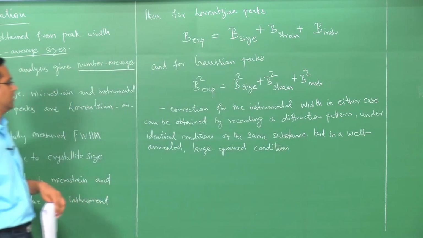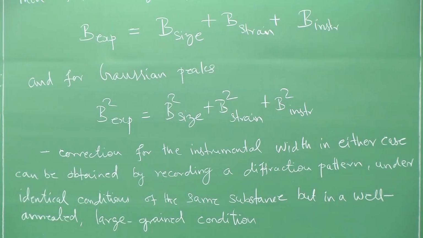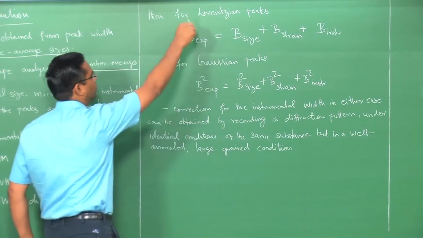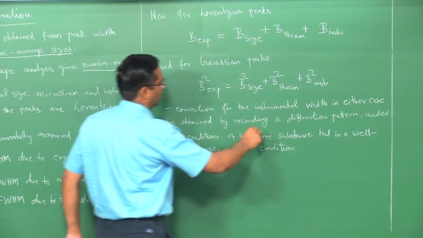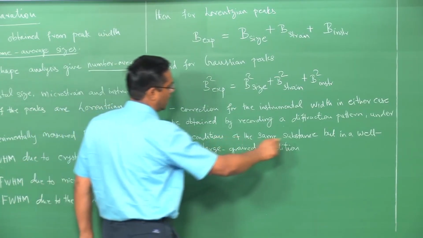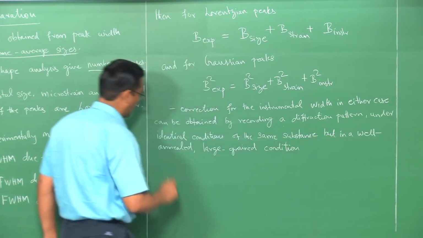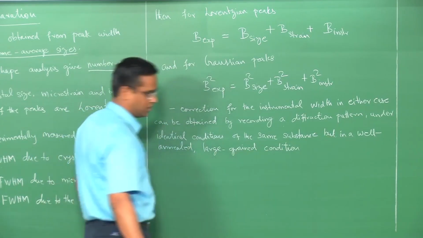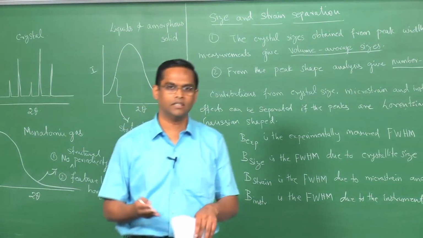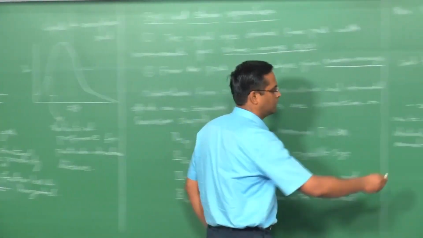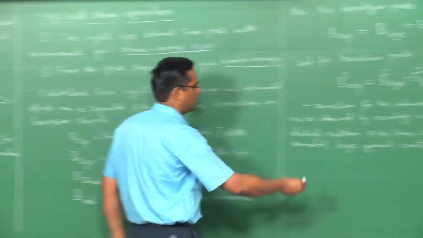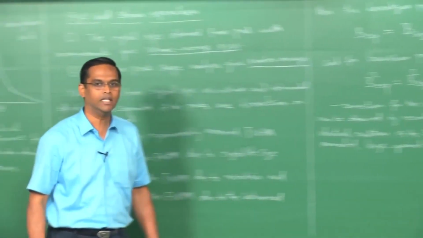So, how to get this instrumental width contribution? The correction for the instrumental width in either case, that is both these cases, can be obtained by recording a diffraction pattern under identical conditions of the same substance, but in a well annealed, large grained condition, so that you do not have a contribution from the crystallite size itself. That is why a large grained condition is emphasized. That means you obtain that by complete annealing treatment.